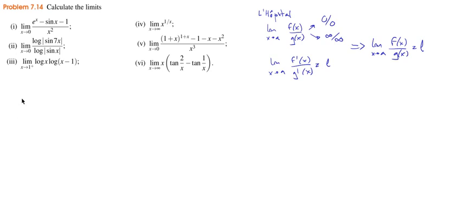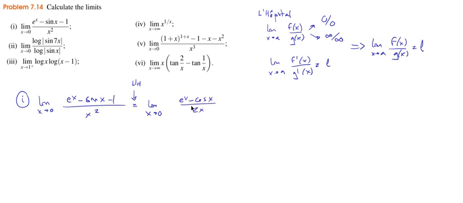Okay, but let's start. So the limit when x goes to 0 of e to the x minus sine of x minus 1 divided by x squared, right? So when x goes to 0 we substitute, so this is 1 minus 0 minus 1, 0 divided by 0, right? So then we can apply L'Hopital's rule and compute the limit of the derivative of this. So this is e to the x minus the cosine of x divided by 2x. And this, again, is going to be 0 divided by 0.